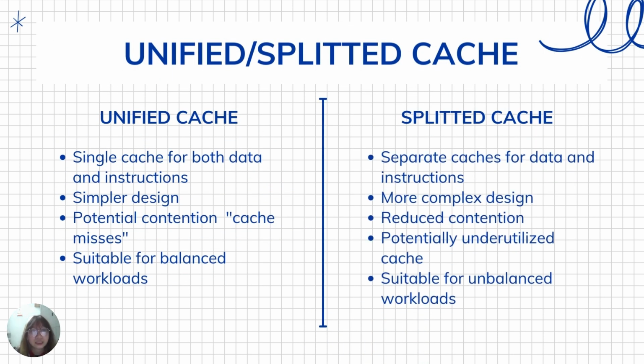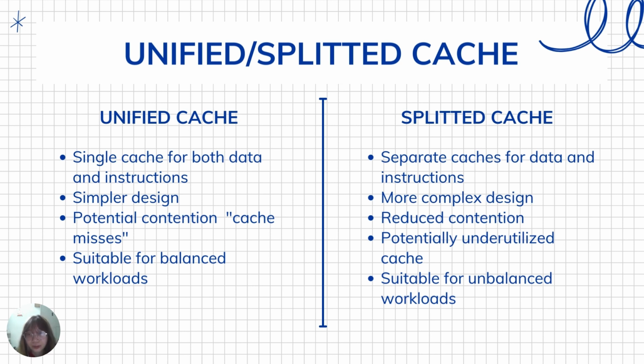The second topic is about the unified and split cache. Over here I compare two types of cache. The first one, the unified cache, has a single cache for both data and instructions. In contrast, the split cache will separate the caches for data and instructions.